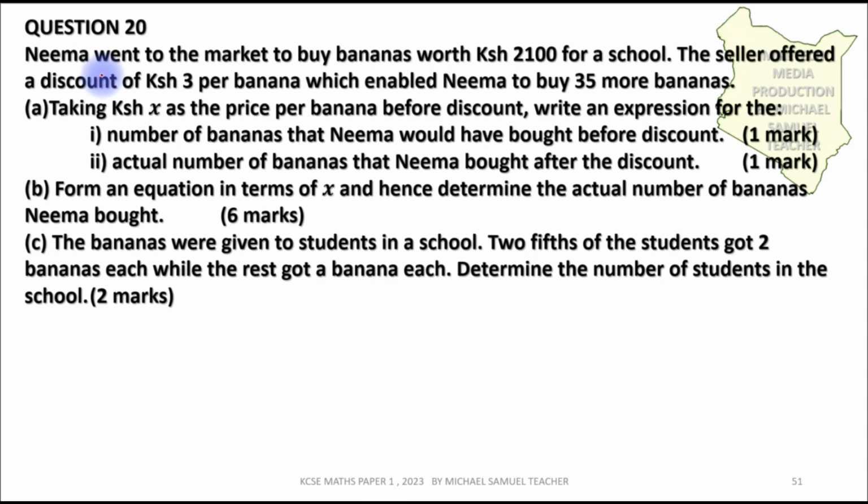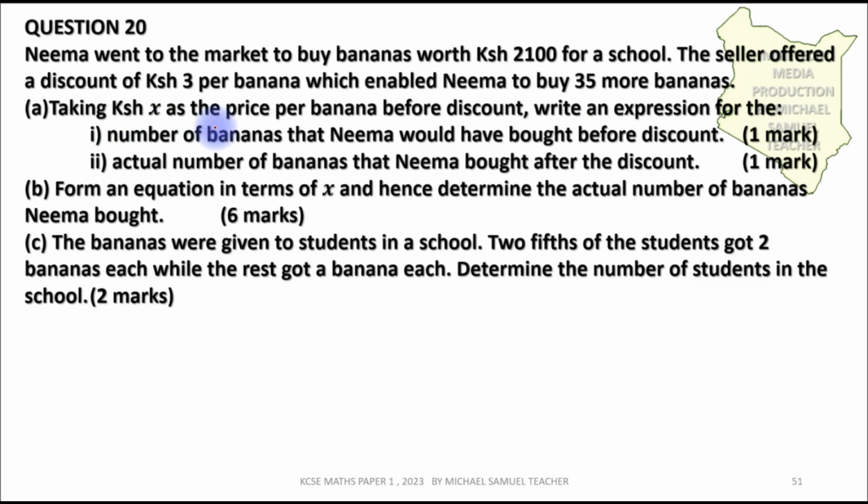Question number 20. Nema went to the market to buy bananas worth 2,100 shillings for school. The seller offered a discount of 3 shillings per banana, which enabled Nema to buy 35 more bananas. Part A of the question.